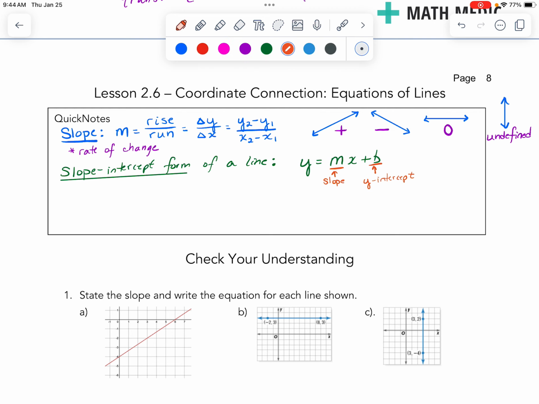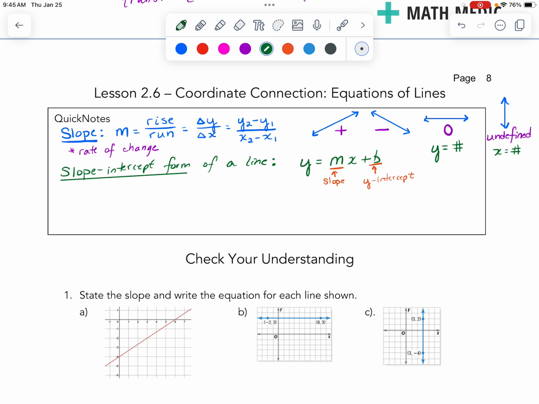Horizontal and vertical lines have special equations. Okay. A horizontal line, if we look down here at example 1b, a horizontal line goes through the y-axis. So its equation is always y equals some number. And that number is actually the y-intercept. It's where you go through the y-axis. But if we look down here at 1c, a vertical line goes through the x-axis. So its equation is x equals a number.